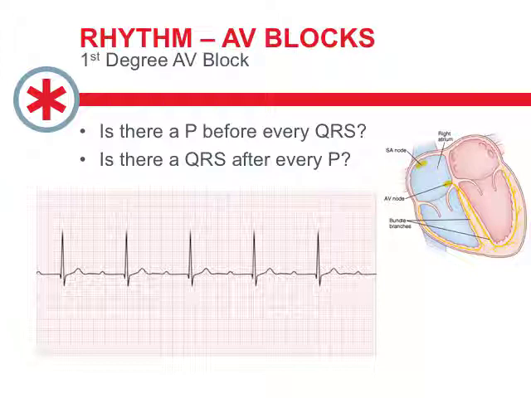So this is a first degree AV block. So you'll notice there's a P wave followed by a QRS, a P wave followed by a QRS, and every P wave has a QRS after it, every QRS has a P wave before it. And what makes it a first degree block is basically that PR interval, meaning the time between the P wave and the QRS, is elongated. Now we're going to talk about this in intervals, but I bring it up just because we're talking about AV blocks right now. So this is a first degree AV block.